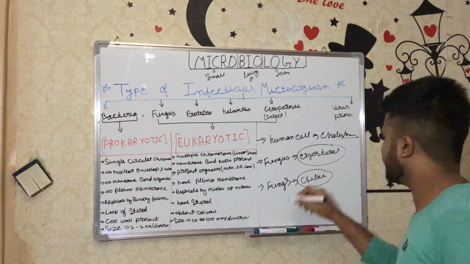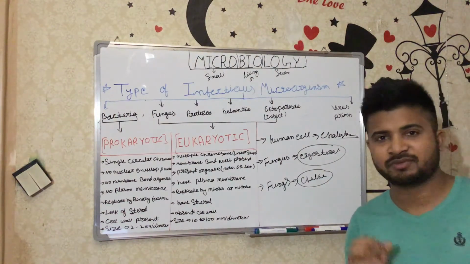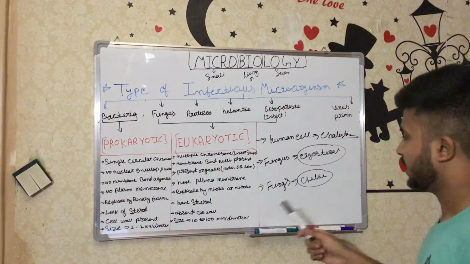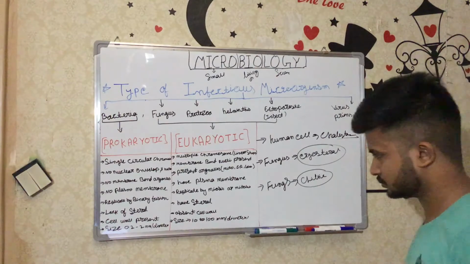and it is pleomorphic. It can change shape; it's not a specific shape. So the fungus has a chitin body. That's why, except fungus, almost all eukaryotic cells don't have any cell wall.